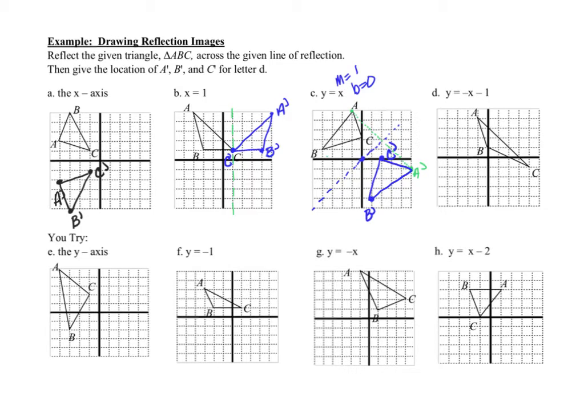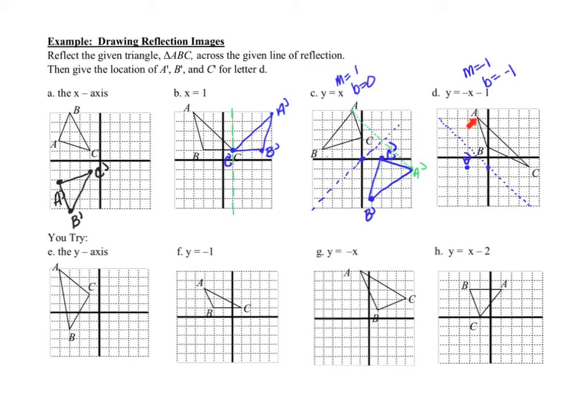For letter D, we're reflecting across y equals negative x minus 1. So your slope is negative 1. Your y-intercept is negative 1. So first we need to graph this line of reflection. Now we just need to see how far away each point is from the line. I'm going to start with B because it's the closest. B is 1 diagonal away, so that means B prime is going to be right here.